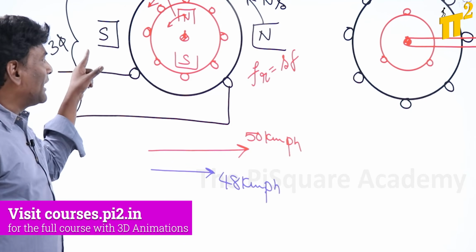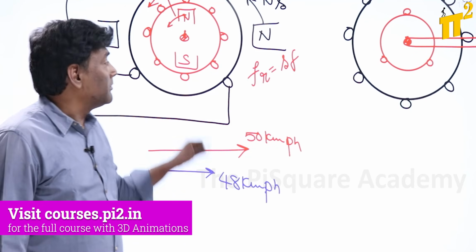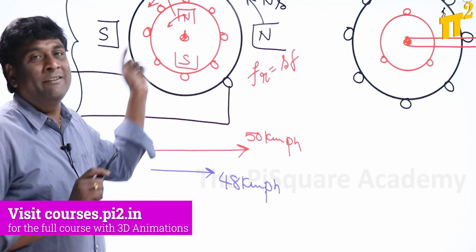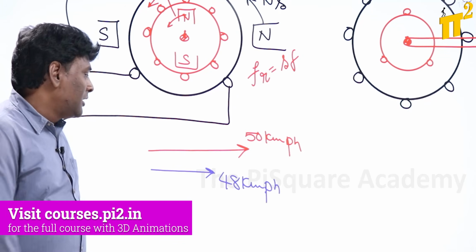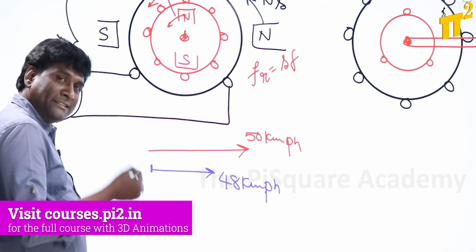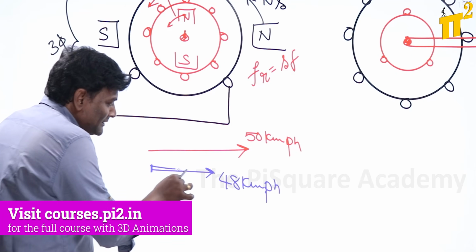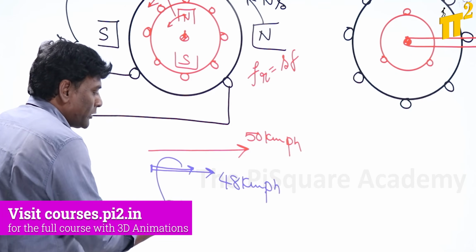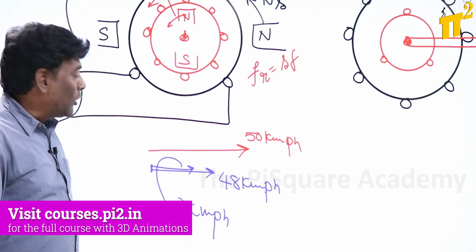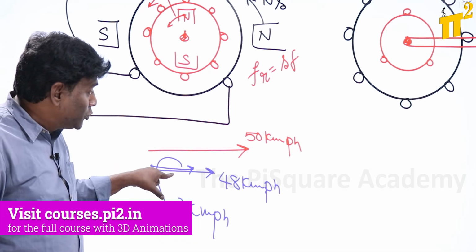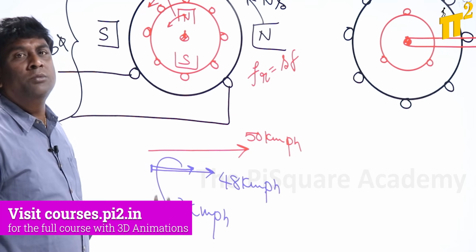Stator MMF is rotating at 3000 RPM. The rotor is rotating at 2700 RPM. For example, if you run inside a train at 2 kmph, the relative velocity between you and the train is going to be 0.